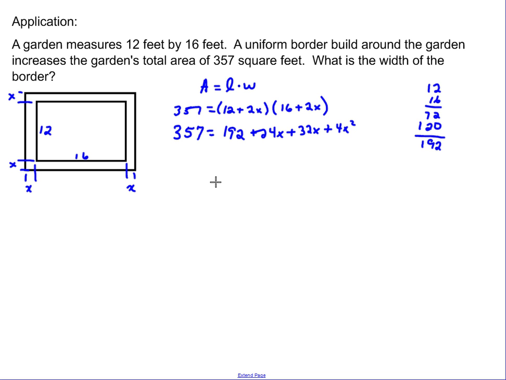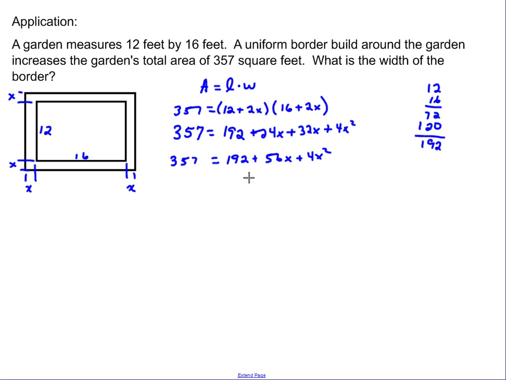And so let's put together some of our terms to simplify this whole thing. We actually have 357 equals 192, and 24 and 32, that's 56x, plus 4x squared.